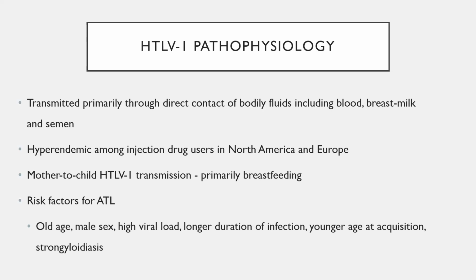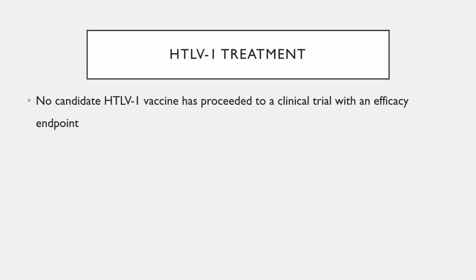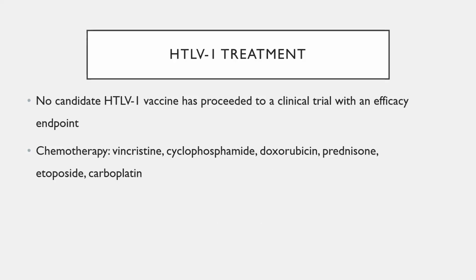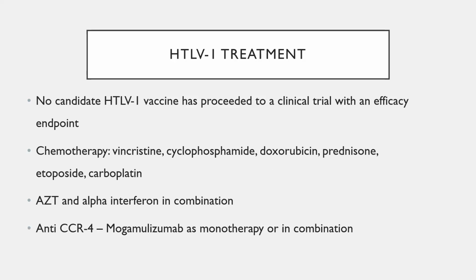In terms of risk factors for adult T-cell leukemia lymphoma, it's extremes of age, the male sex, a high viral load, a long duration of infection, and very interestingly, but we can't explain why, it's commonly associated with the strongyloides infection, and the strongyloides infection itself poses a risk for ATL. In terms of the treatment, I'm not going to go into much detail, but there's no vaccine available. There are a few chemotherapeutic regimens, and zidovudine together with alpha interferon in combination therapy has been recommended by many. There is also a monoclonal antibody that exists for the treatment.